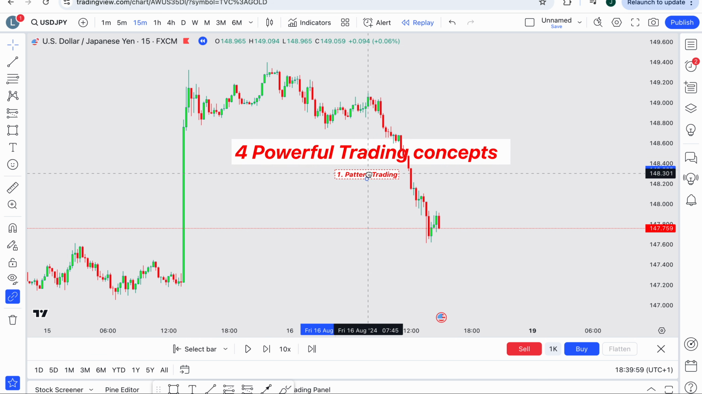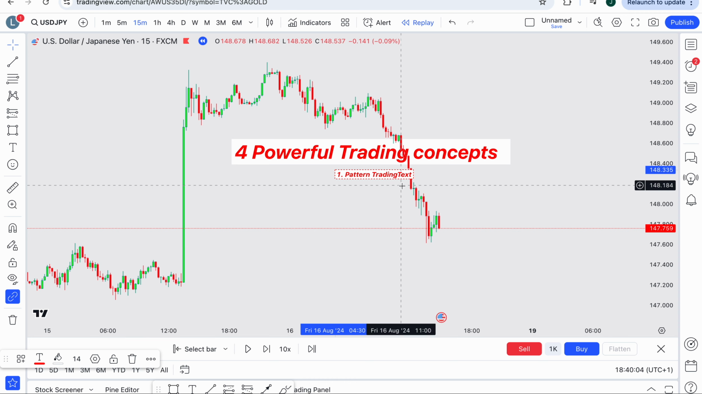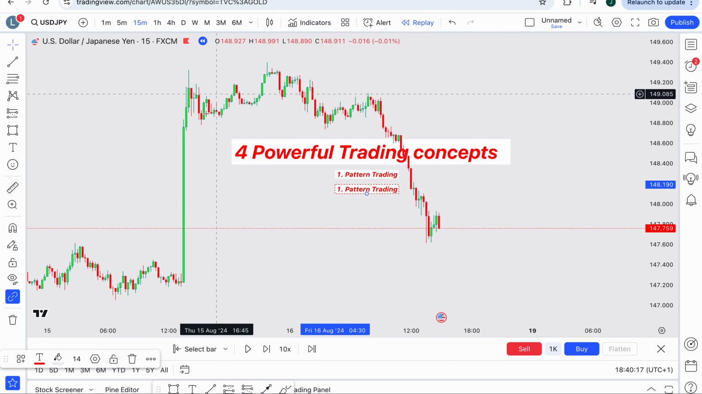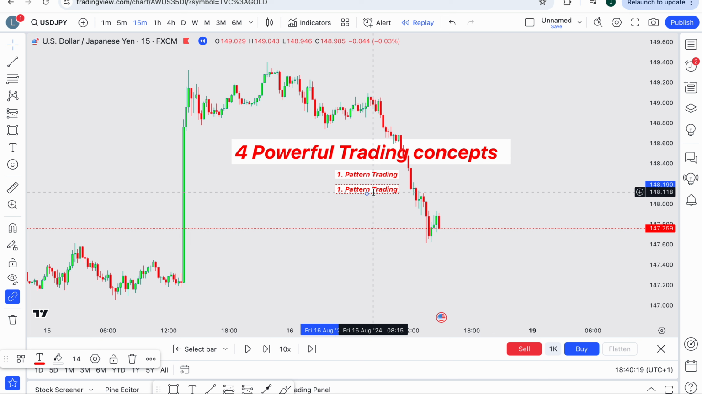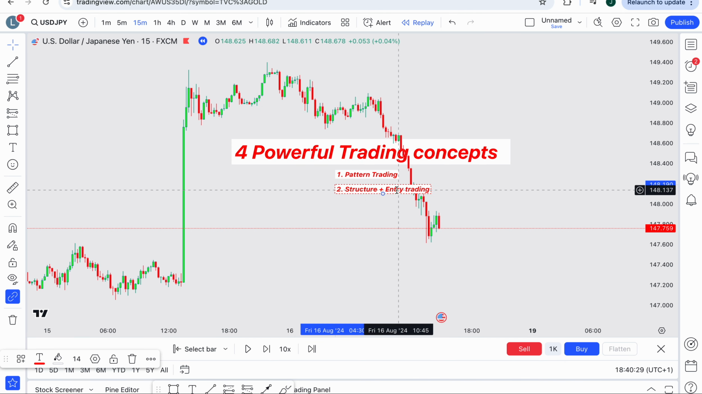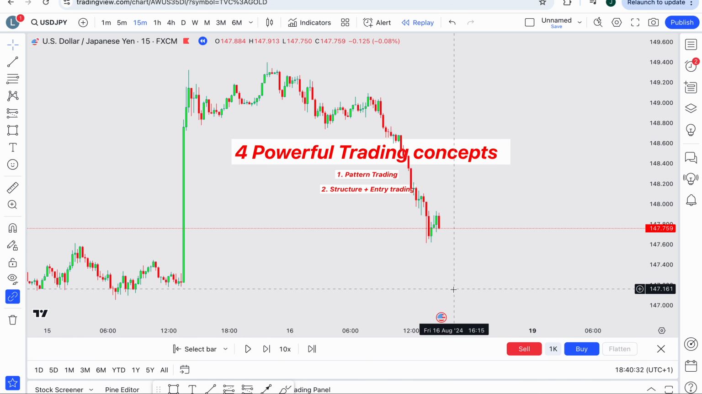So we had pattern trading, right? And then the next is discretionary trading. Maybe before I talk about discretionary trading, let me just talk about, because this was strategy trading, structure plus entry trading. This is where you will have a structure time frame, and then you will have an entry time frame.